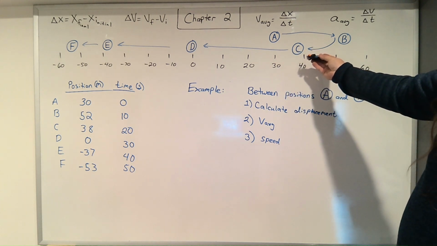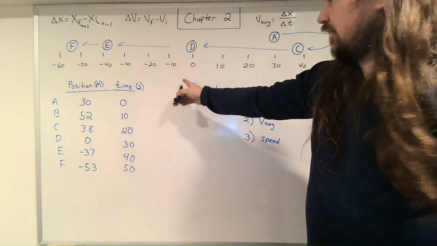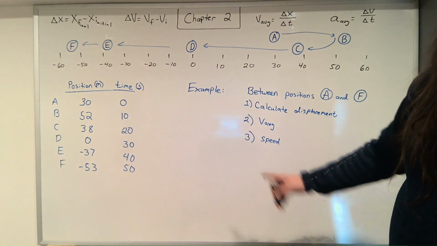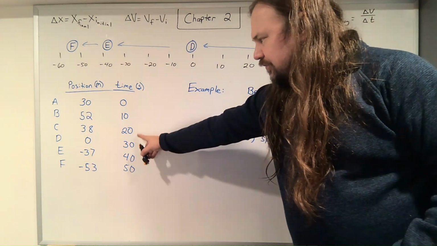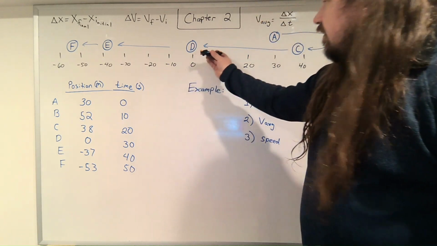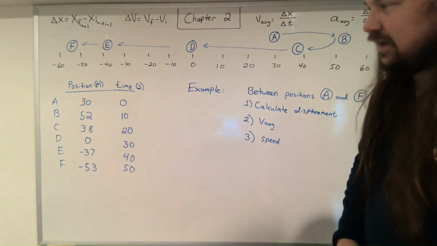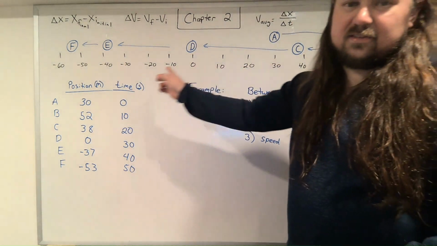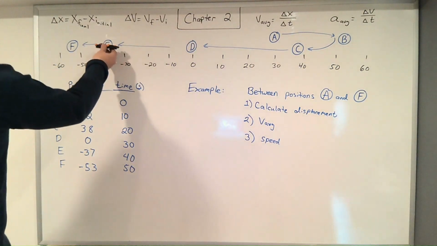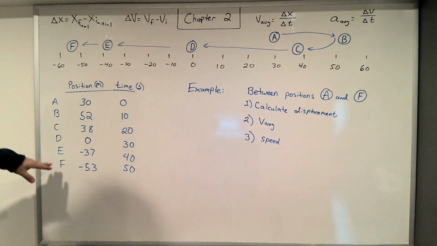Position D, we are now 30 seconds in. Position D brings us to the 0 point. Okay, the 0 point on our x-axis is position D at 30 seconds. At 40 seconds, it is now at position E, which is going to be a negative 37 because, again, the x-axis has a positive and a negative side. E being over here at negative 37.